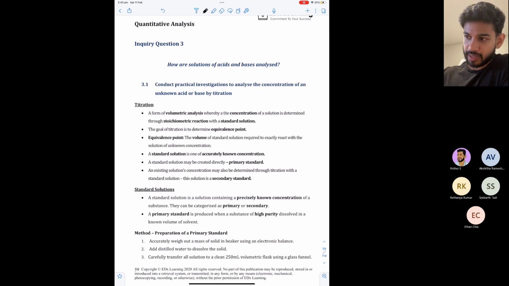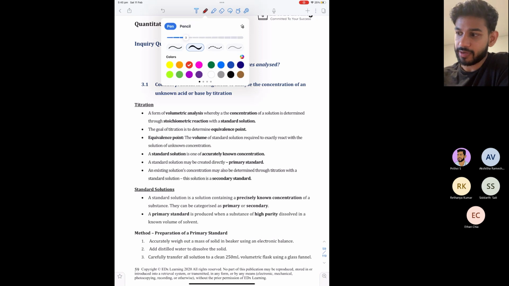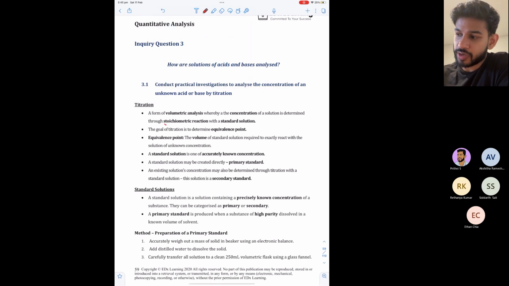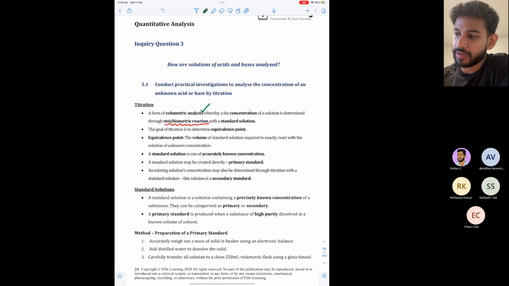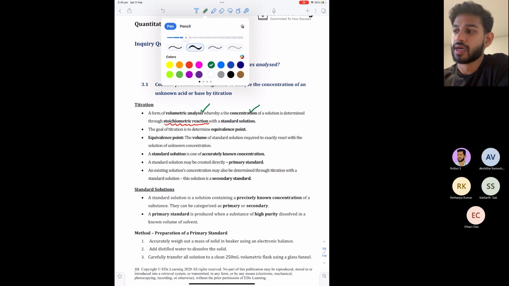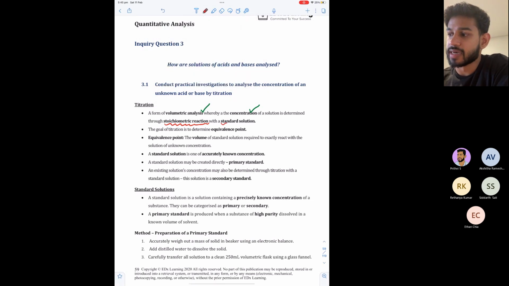Good. The second thing I've highlighted here is that titration is a form of volumetric analysis. Determine the concentration of an unknown. So this is all things we've said, tick and tick. But I've said through stoichiometric reaction. I've also mentioned the word standard solution. Sid, what does the word stoichiometric reaction mean?